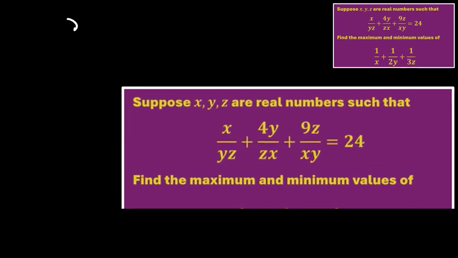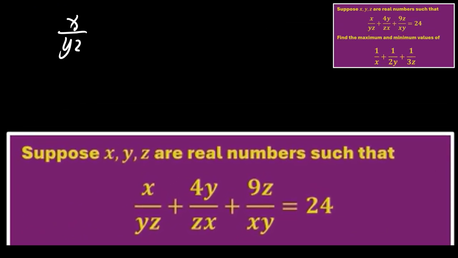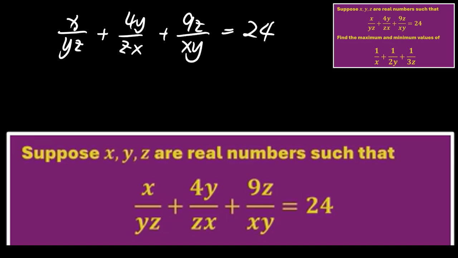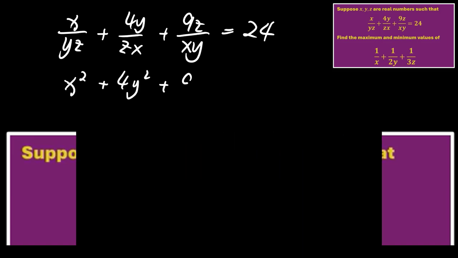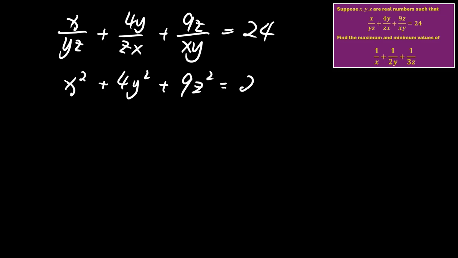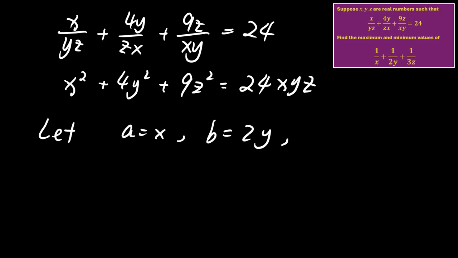So we start with the condition x over yz plus 4y over zx plus 9z over xy equals 24, which is not of very good form. We should multiply each term by xyz. By doing this, we will have x squared plus 4y squared plus 9z squared equals 24xyz. We may let a equals x, b equals 2y, and c equals 3z.